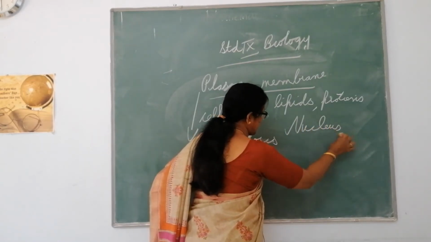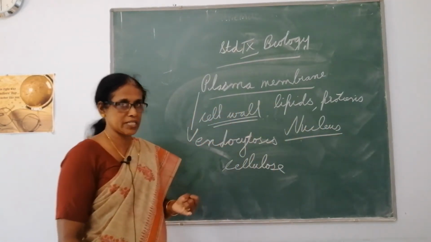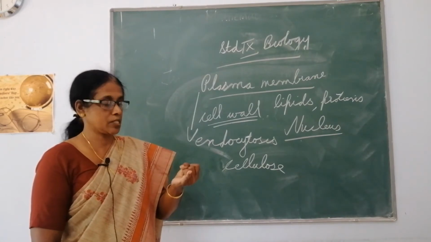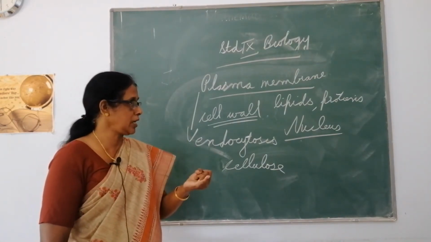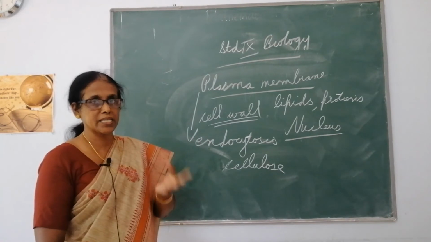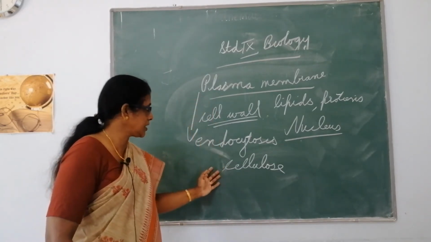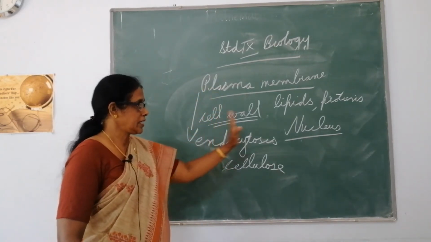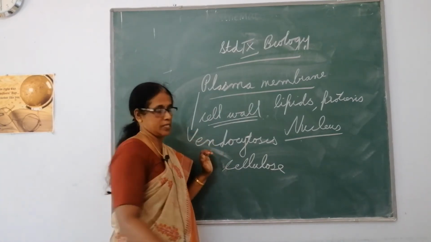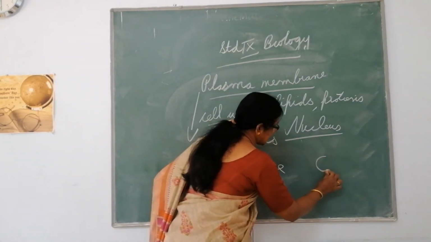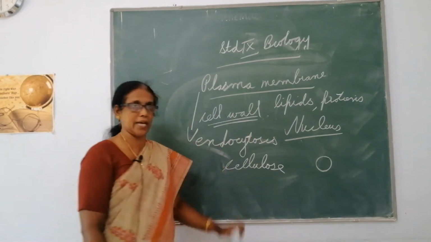So, do you remember we were studying about the cell? The basic structure of the cell is the cell wall, the nucleus and the cell organelles. We already studied about the cell membrane. Then we are moving to the nucleus. The nucleus is the central portion of the cell.